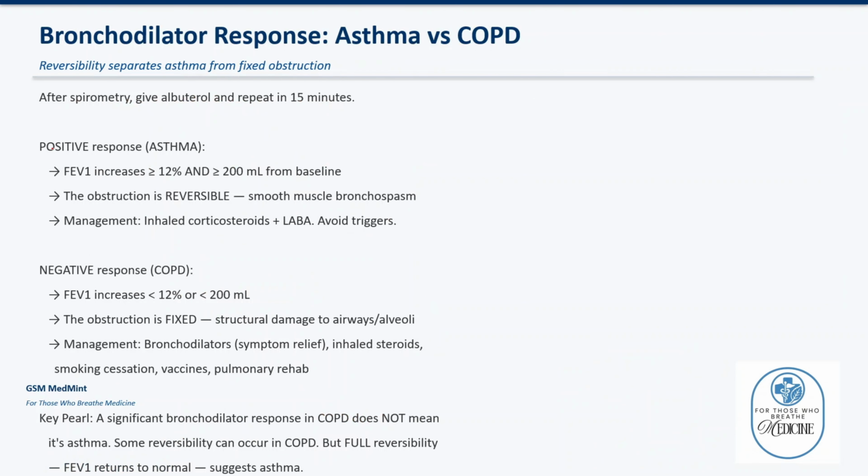Now we talk about the bronchodilator response, the test that separates asthma from COPD. After the baseline spirometry, give albuterol, 4 puffs or nebulized, wait 15 minutes, and repeat the spirometry. The positive response is defined as FEV1 increasing by 12% and at least 200 milliliters from baseline. Both criteria must be met. If positive, this is asthma. The obstruction is reversible. It is bronchospasm, not structural damage.